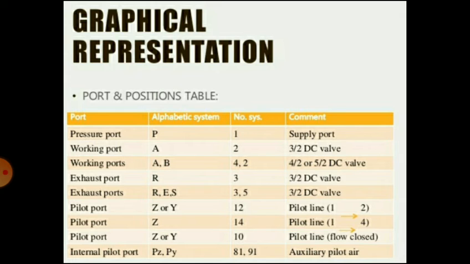Then pilot port Z or Y, the number 12 is used for the pilot line. Then pilot port Z, later used, or number 14 is used for pilot line 1 to 4. Then pilot port Z or Y, the number 10, is used for the pilot line, that is flow close. An internal pilot port, that is PZ PY, is indicated by the numbers 81 and 91, that is auxiliary pilot air.